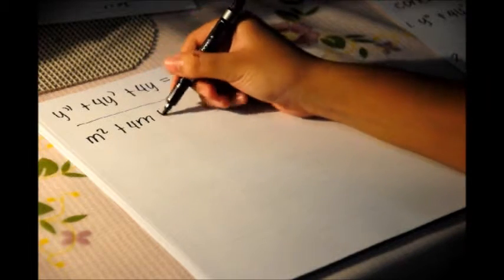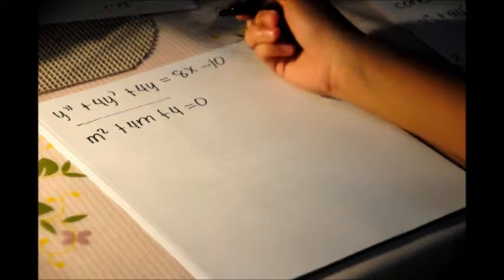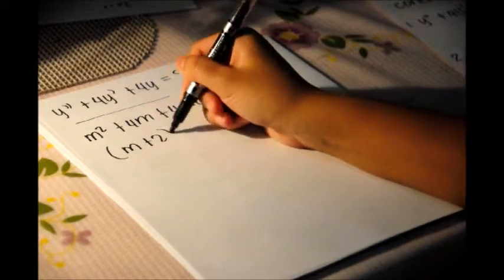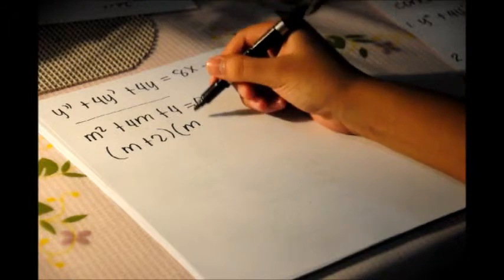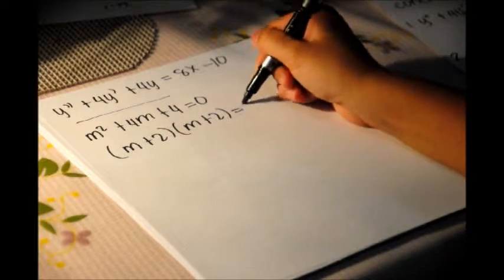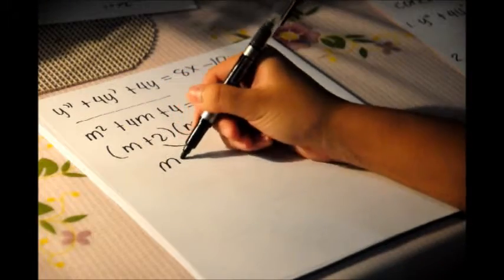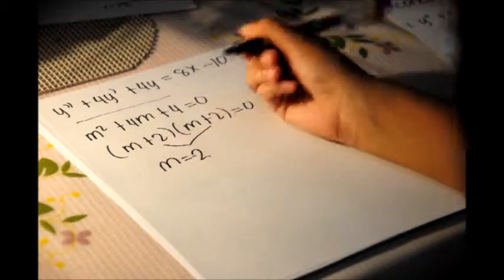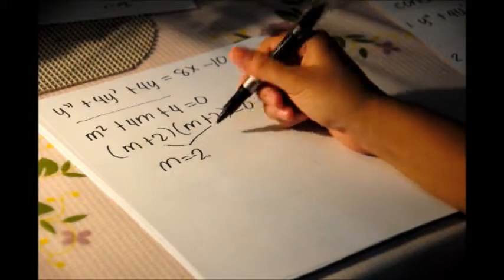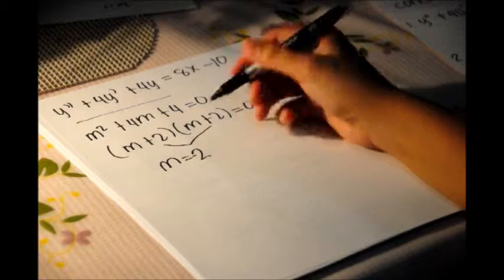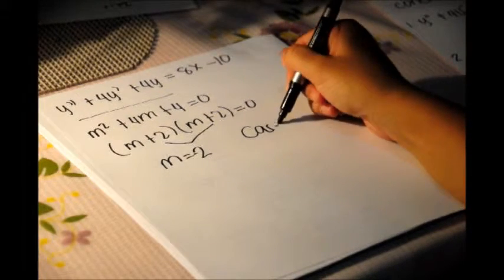So first let's make it into quadratic form. It becomes m squared plus 4m plus 4 is equal to 0. Now let's find the roots. So m plus 2 times m plus 2 is equal to 0. You can see that they are identical. So m is equal to negative 2. Since we have two real identical roots, it falls under case 2.